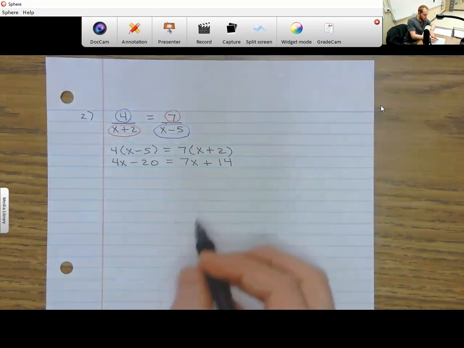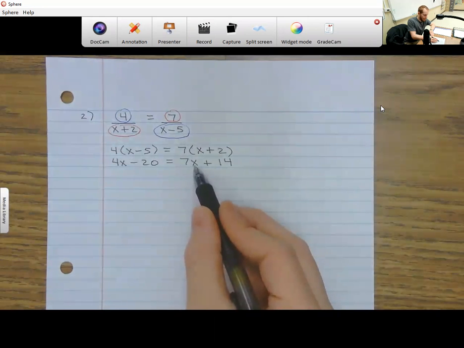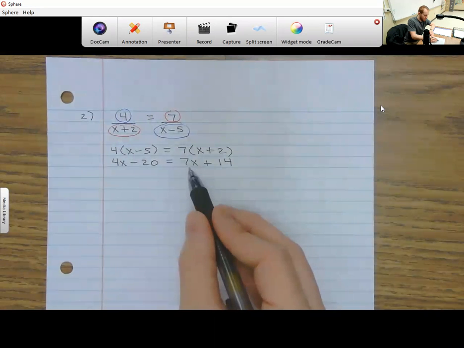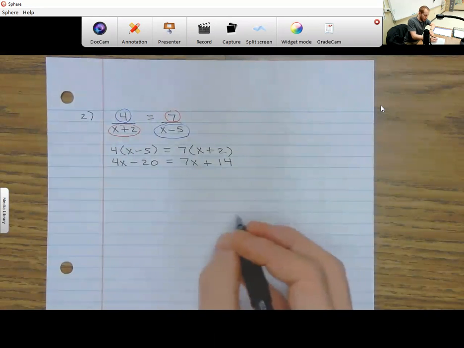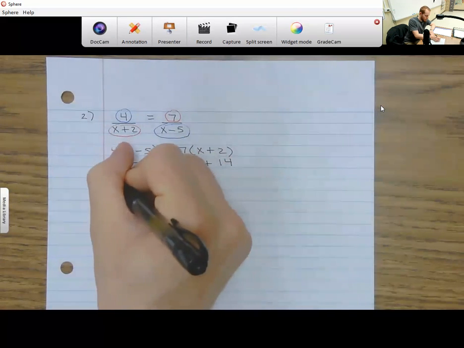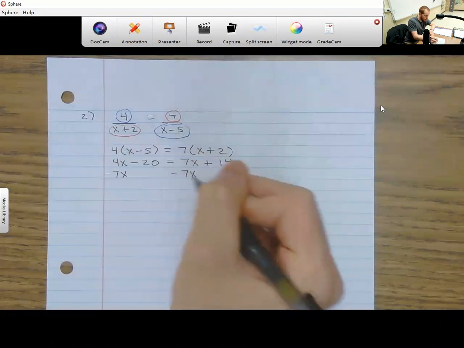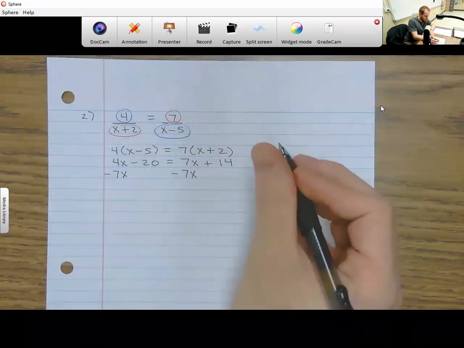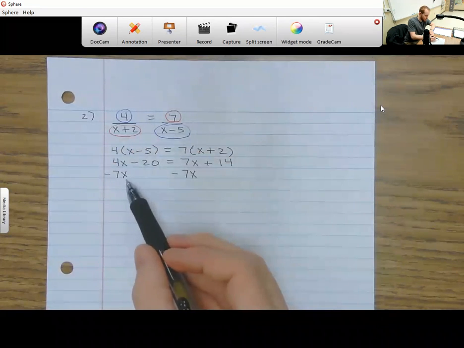So that means this 7x has to be able to go over to the other side. Since it's a positive 7x, I can subtract 7x from both sides. So I'm subtracting 7x from both sides. That'll get all the x terms onto the left side.